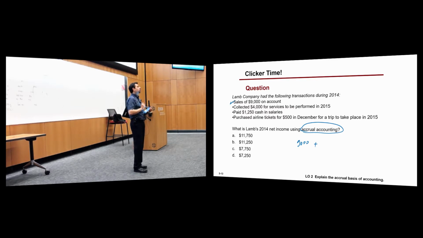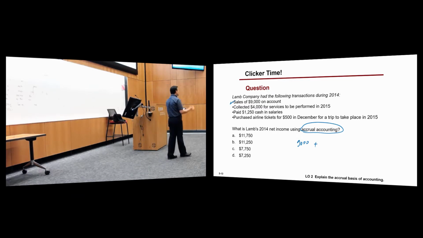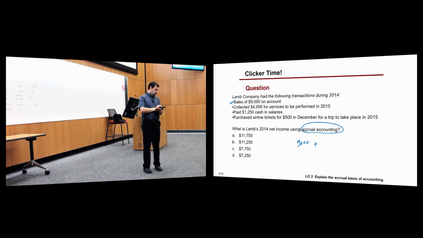Yes, you're correct. Unearned service revenue and cash. The company received the money, but they haven't earned it yet. So this one, we will not include it. Paid $1,250 cash in salaries. Yes, you will include it. So this is minus here, $1,250.